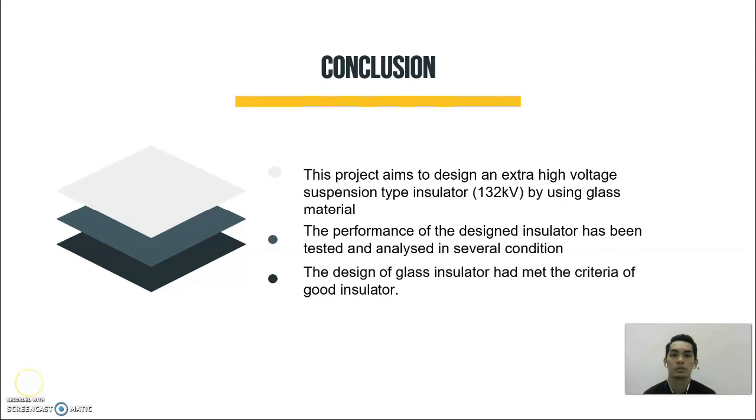Thank you. So last but not least, for our conclusion for this project, we managed to obtain a suitable material that will be used as an insulator. So the glass material is suitable for us as a protection for high voltage. Basically this project aims to design an extra high voltage suspension type insulator by using glass material, as was our decision to take glass as the material.